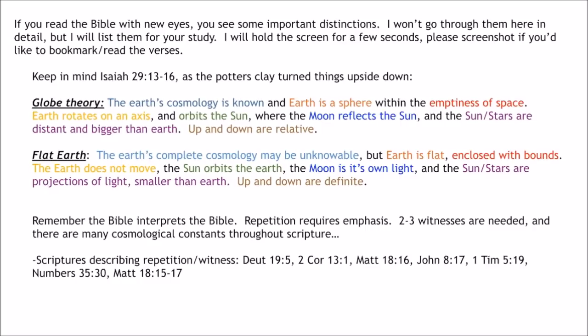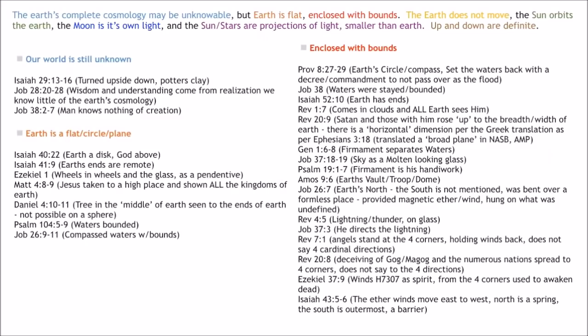Remember, the Bible interprets the Bible. Repetition requires emphasis. Two to three witnesses are needed, and there are many cosmological constants throughout Scripture. I'll now go through the various parts of the possible flat cosmology, and where it may have some biblical roots, and I would ask that you please study them on your own and make up your own determinations.